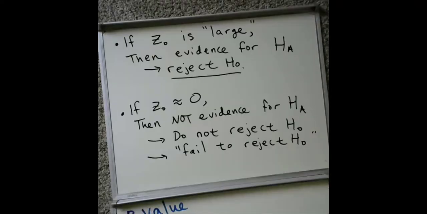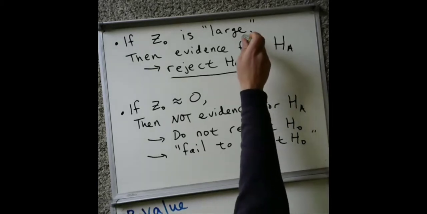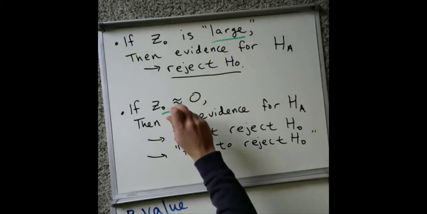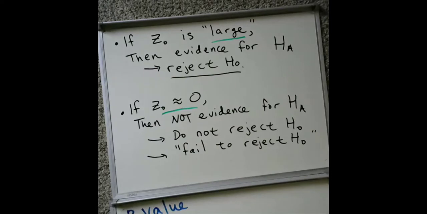I was being intentionally vague here when I said, suppose the test statistic is large or near zero, because we need to draw a line, some sort of threshold that differentiates something that is large from something that is not large. And that is accomplished with this next step, the p-value.